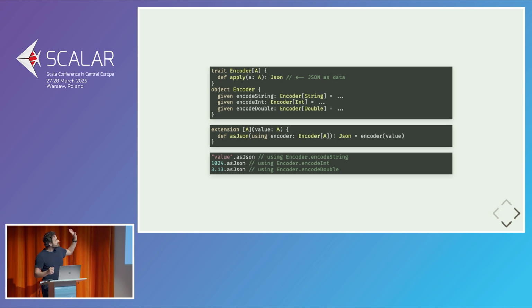So we can see that we have a string, we call an extension method on it, and the compiler provides for us the implementation that would be able to encode this string. Same for the integer, same for the double. Okay, so this is basically how type classes are supposed to be used. Different implementations for different types provided for us automatically based solely on the type.